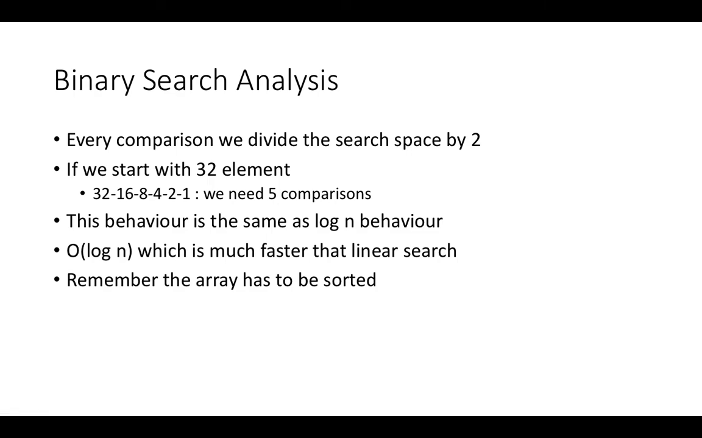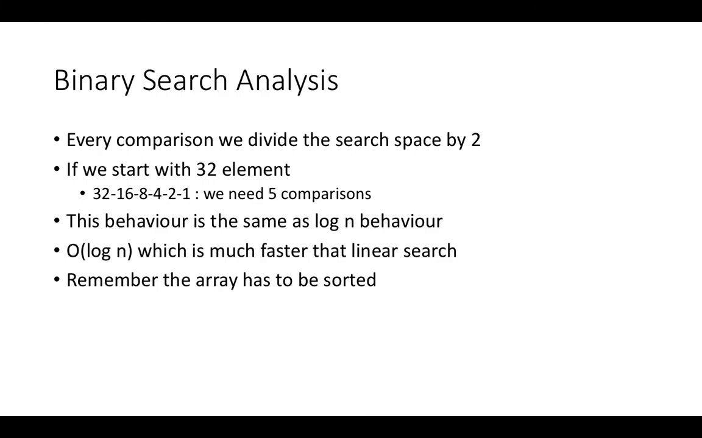So this behavior looks like the log n behavior, because log 32 is 5. So actually, the running time or the time complexity of the binary search is big O of log n, which is much faster than big O of n, which is the linear search. Because in the linear search, if you have 32 elements, you have to compare with all 32 elements. But here I only do 5 comparisons. So this is much faster, and we saw in the code that binary search needs much less time than linear search.